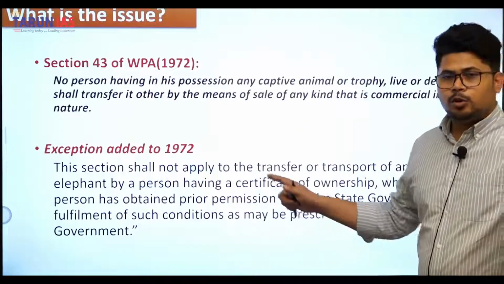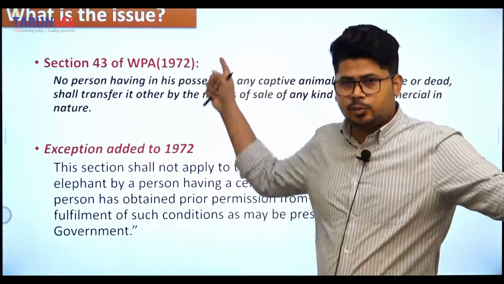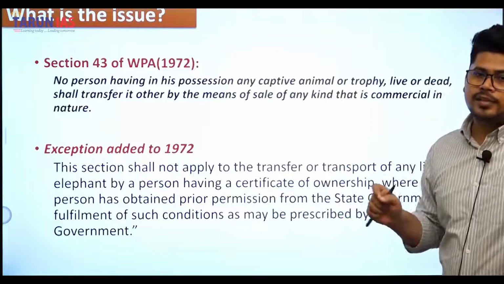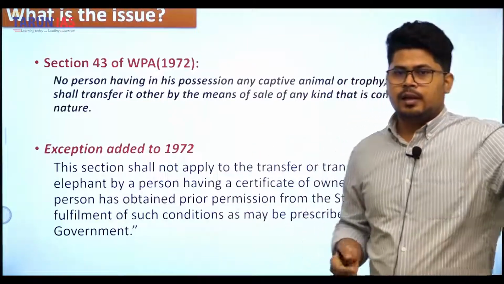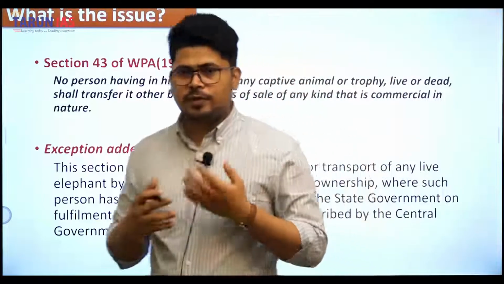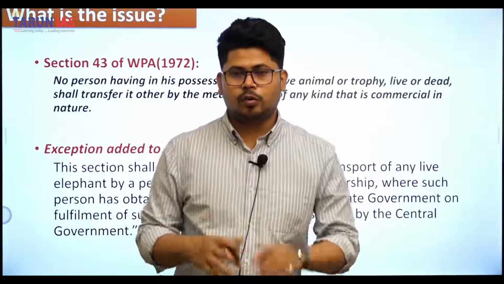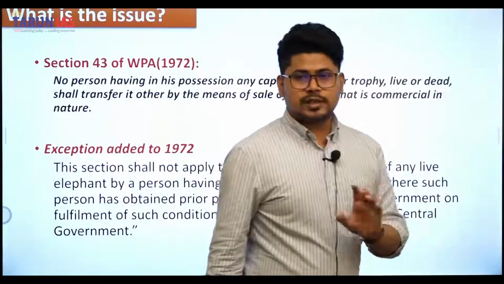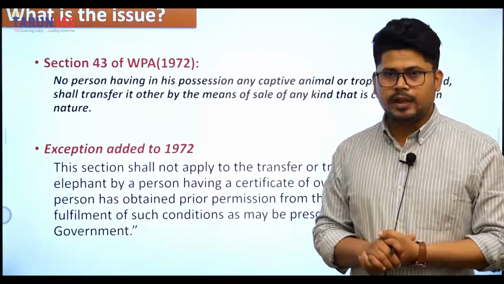So that is the problem. To allow that kind of thing for elephants specifically, a clause has been added, an exception has been made to Section 43 of WPA 1972, and the exemption has been provided for elephants. That means elephants can be captured from the forest and sold outside, okay? But of course under such conditions as may be prescribed by the central government. This transaction cannot be freely entered into. Of course there will be some oversight, some monitoring by the central government, but an exception to trade in the trophy or live animal, captive animal has been made in the bill that has been brought. Okay.